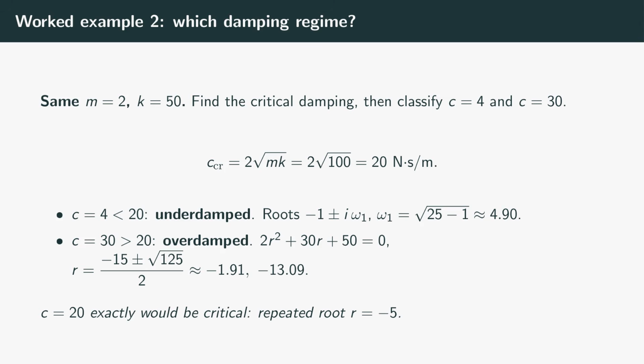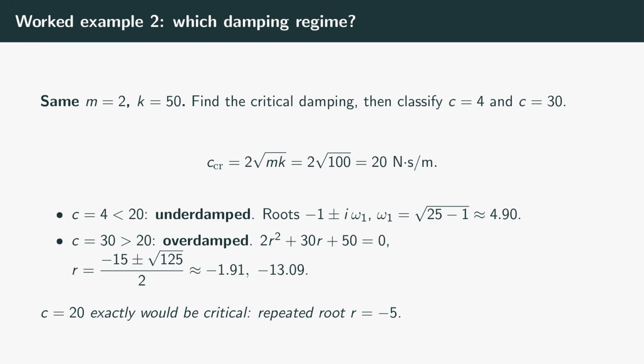Same mass and spring, now with damping. First find the critical damping. C critical equals 2 times the square root of mk, the square root of 2 times 50, which is the square root of 100, times 2, that's 20 newton seconds per meter. Any damping below 20 is underdamped, anything above is overdamped. Test C equals 4. 4 is well below 20, so it is underdamped.